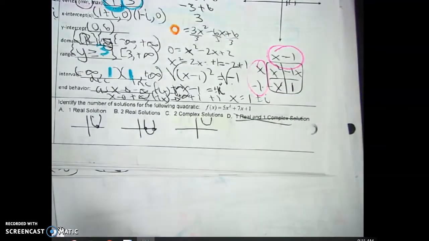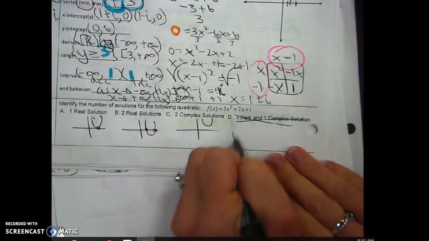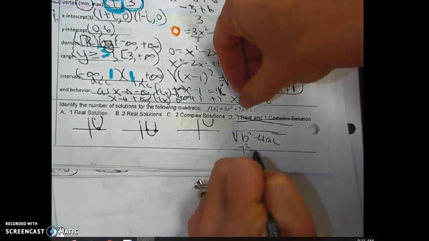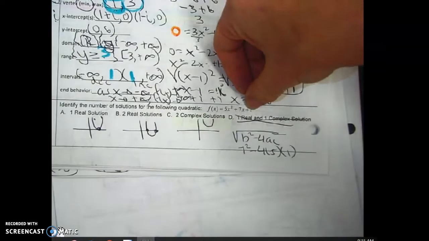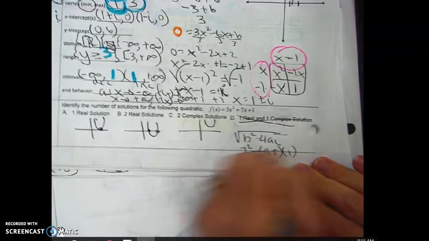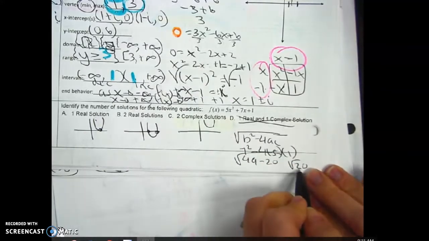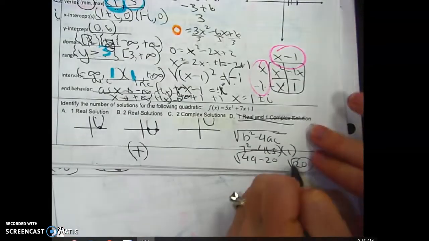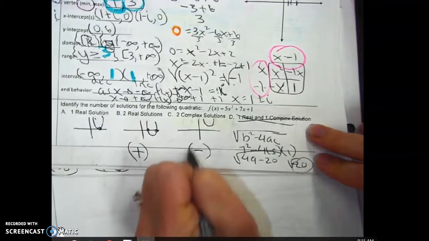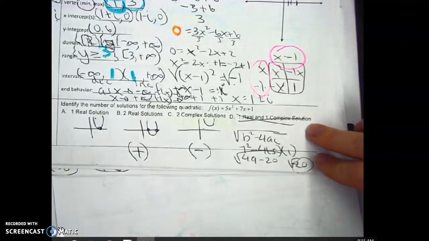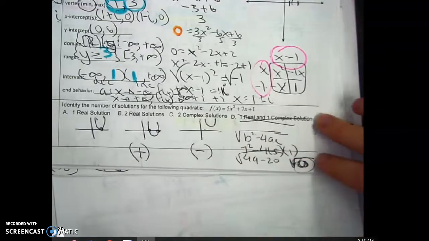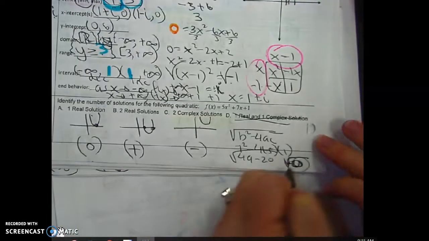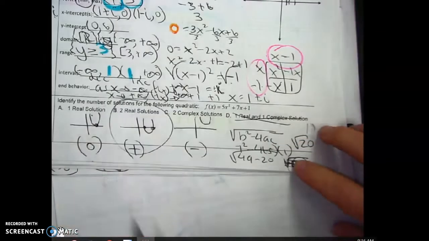Okay? So when I do my quadratic formula, it's what's inside that square root that tells me how many answers I'm going to get. So I'm going to go 7 squared minus 4 times 5 times 1. 49 minus 20 is square root of 29. If what's in here is positive, it'll be 2 real solutions. If what's in here was negative, then there aren't any real answers because it would be imaginary. And if what's in here was 0, the square root of nothing is nothing. So when you add nothing or subtract nothing, you only end up with 1 answer. So since it was positive, my answer is 2 real solutions.